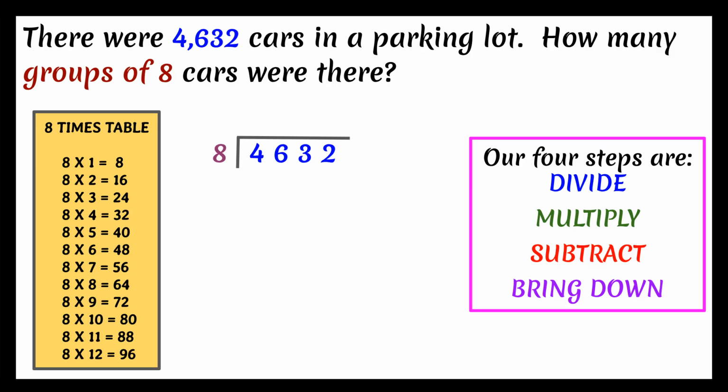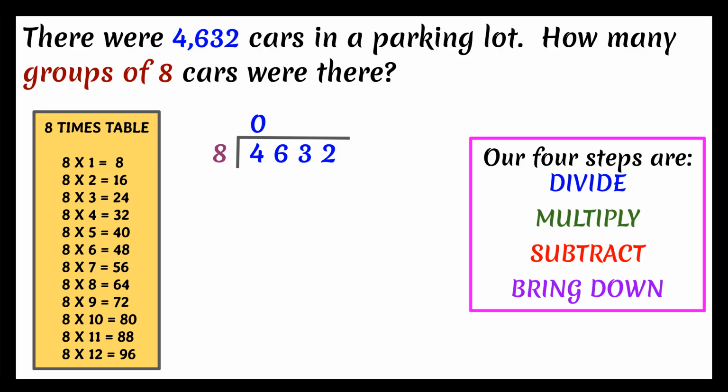Let's use this example. There were 4,632 cars in a parking lot. How many groups of 8 cars were there? The steps are divide, multiply, subtract, and bring down. We begin by asking, how many groups of 8 can we get out of 4?